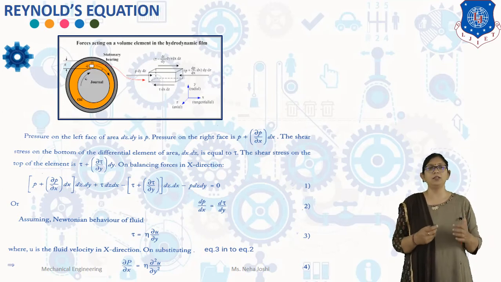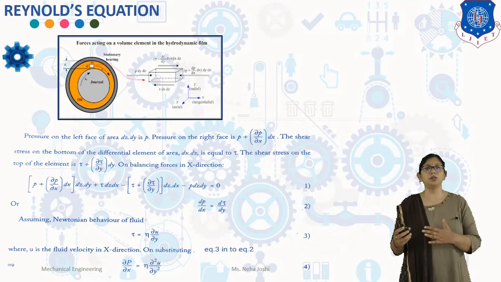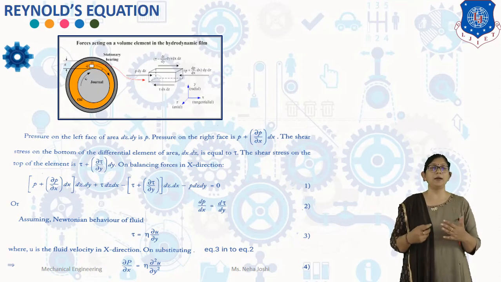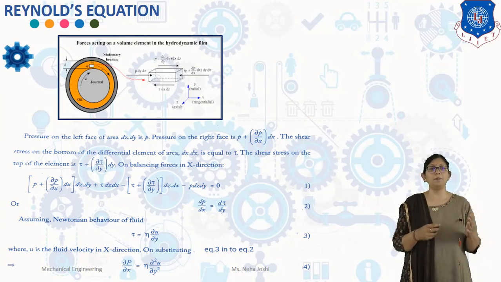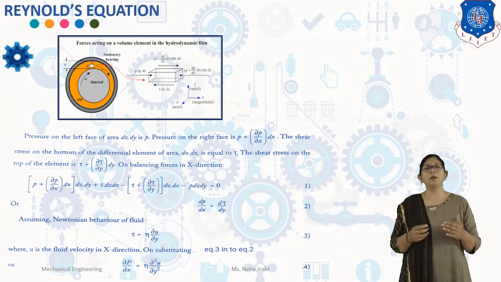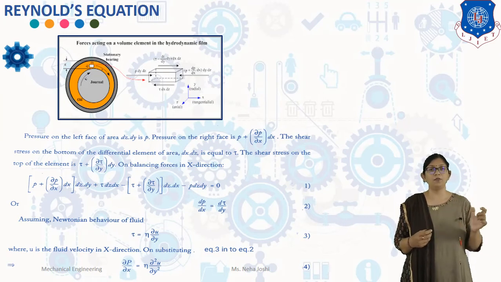The shear stress on the bottom of the differential element, of area dx into dz, is equal to tau. The shear stress on the top of the element is tau plus del tau by del y into dy. On balancing the forces in the x direction, we get P plus del P by del x into dx, into dz dy, plus tau dz into dx, minus tau plus del tau by del y into dy, into dz into dx, minus P dz into dy, which is equal to 0. This is equation 1, or we can write dp by dx is equal to d tau by dy.